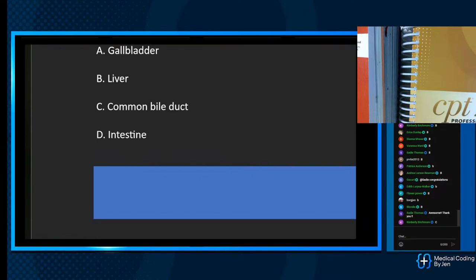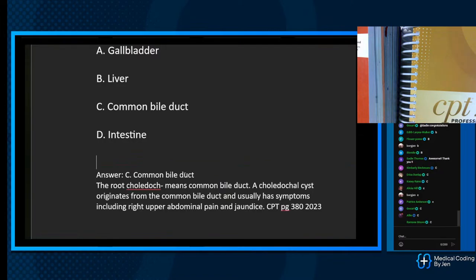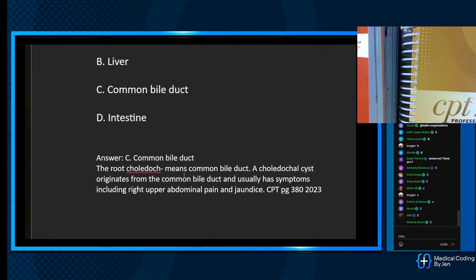What do you guys think? Bile duct. Good job. That's going to be on page 380 of the CPT book, and they have a picture there.